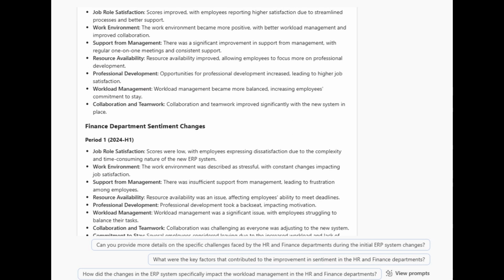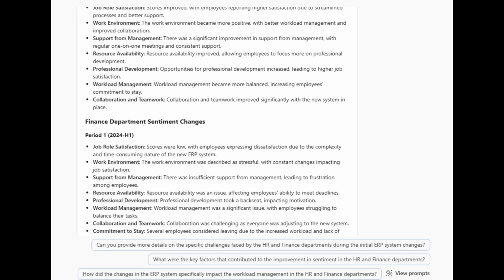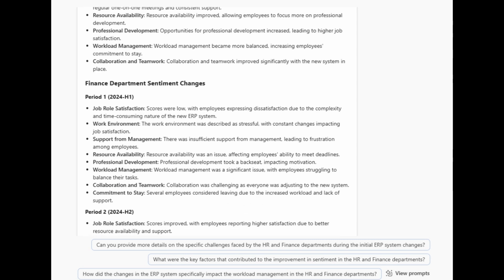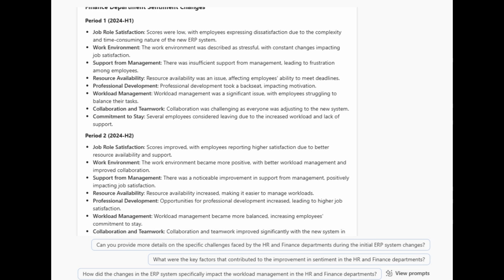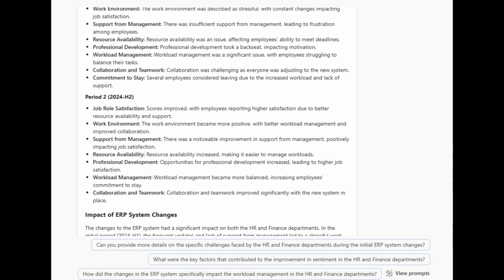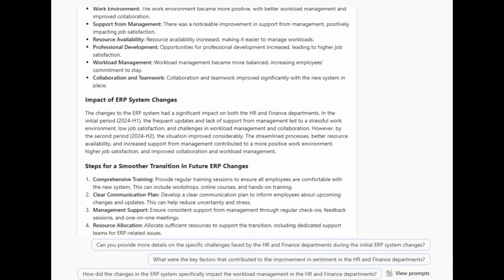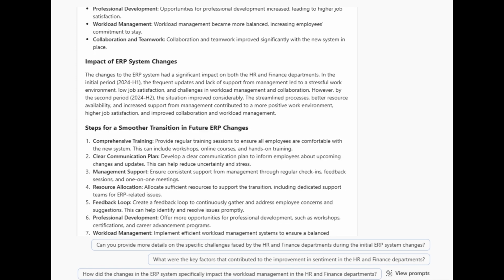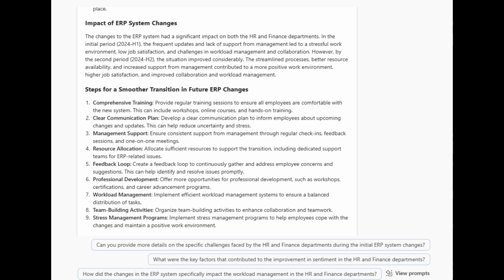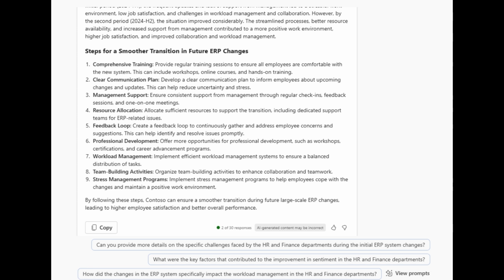Like I said before, we may not get the level of detail on the first prompt, so always try for more. There's our impact of ERP system changes that mentions frequent updates and lack of management support that led to stressful work environments. But we can also see that H2 showed that as the processes became more streamlined, more resource availability led to better job satisfaction. And finally, the steps for a smoother transition in the future, including training, management support, and resource allocation are there. We could use this to create a project plan or even a lessons learned report.